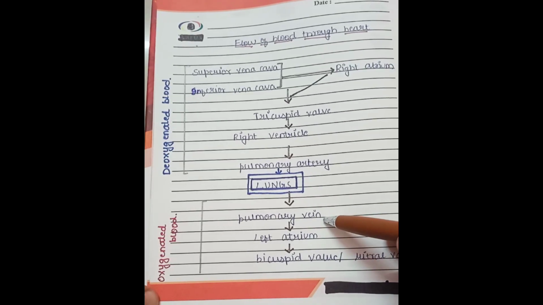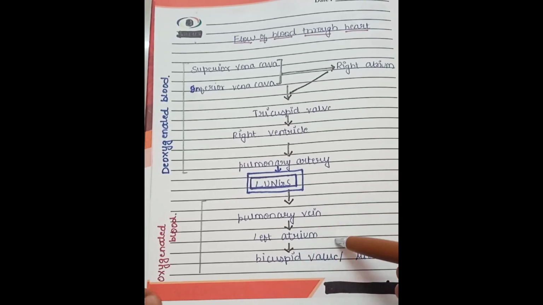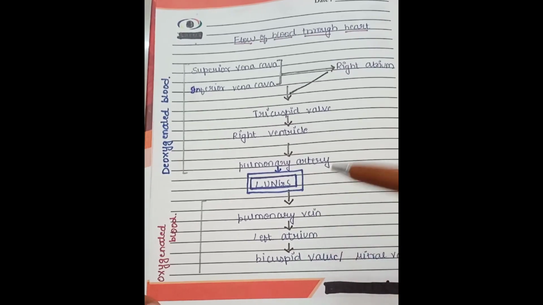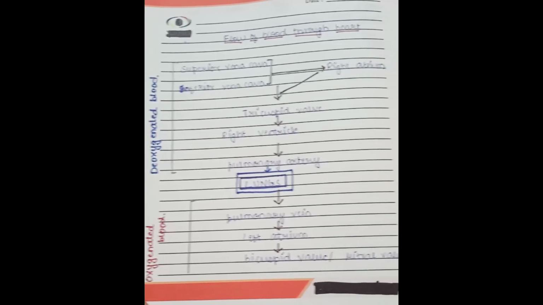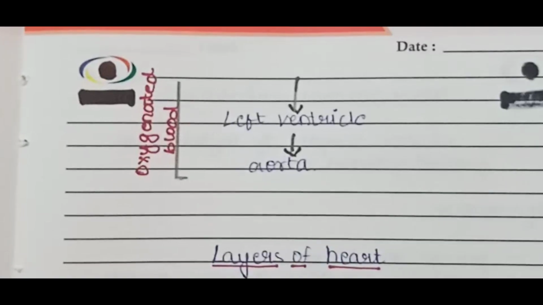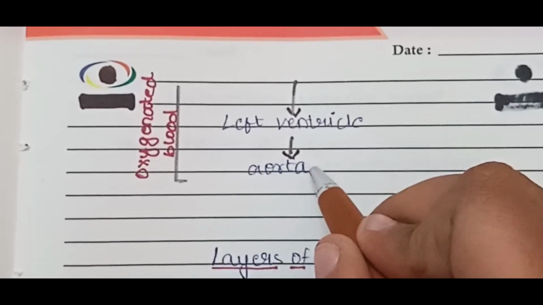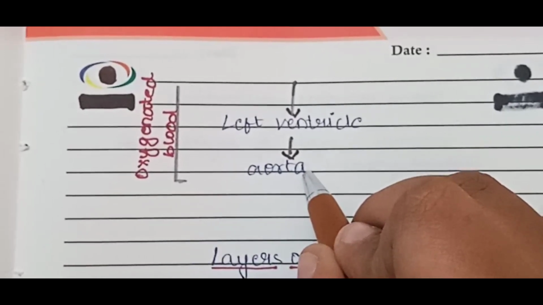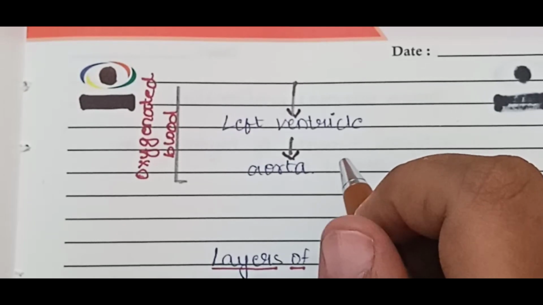Through the pulmonary vein, it enters into the left atrium. Now the lung part is over. Once again, we are coming into the heart part. The left atrium, through the bicuspid valve, which is also known as the mitral valve, where is it going to go? To the left ventricle. Through the aorta, the blood is being supplied to the whole part of the body. This is the flow of blood through the heart.